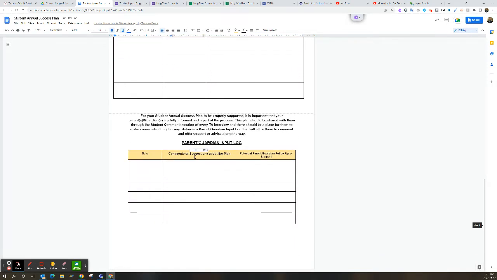And then we added, after the parent meeting that we had on Tuesday evening, a parent guardian input log. The idea here is that as parents see this, they can engage in that process as well and put a date and some comments or suggestions and things that they can do, because they're part of the success equation, I suppose. So all that's really good stuff.